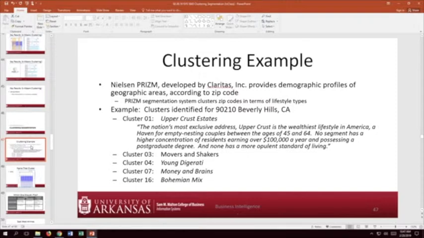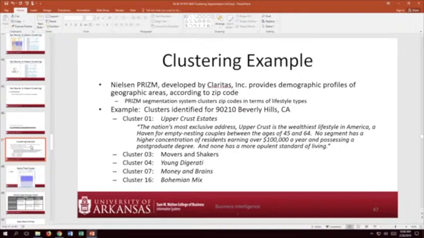It's the wealthiest lifestyle in America. It's a haven for the empty nesting couples between the ages of 45 and 64. No segment has a higher concentration of residents earning over $100,000 a year, possessing a postdoctorate degree. No one has a more opulent standard of living.